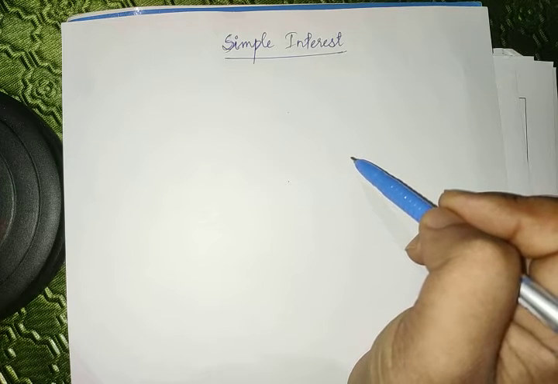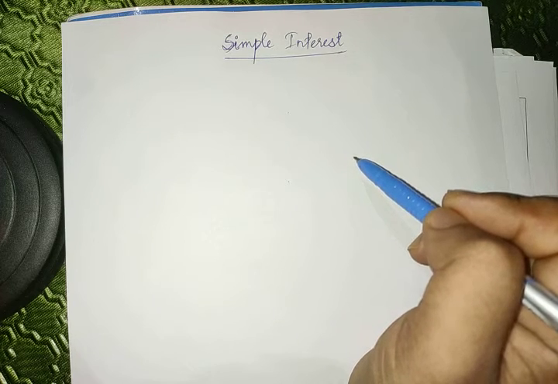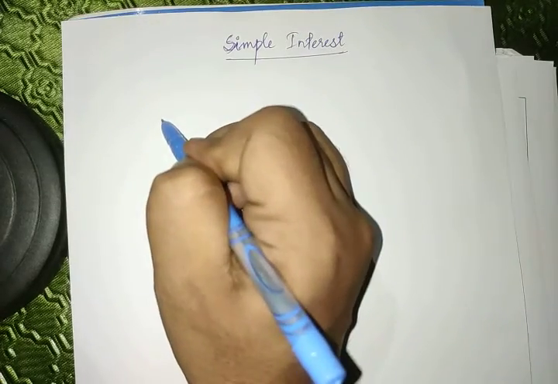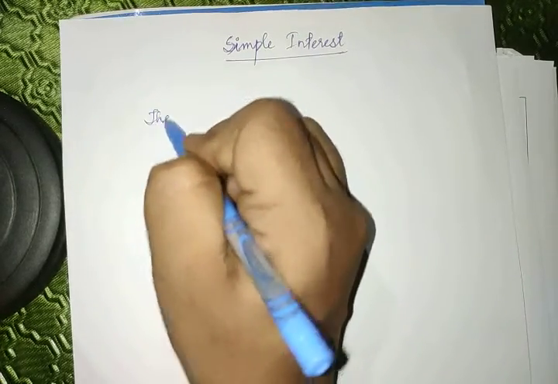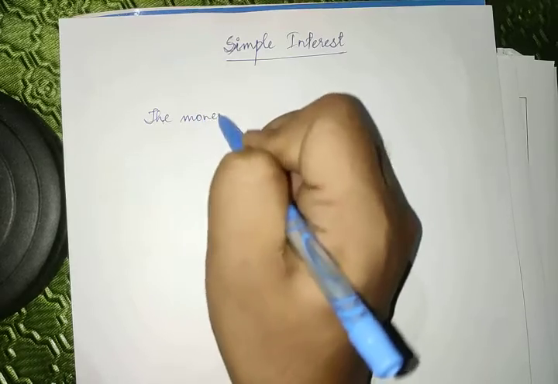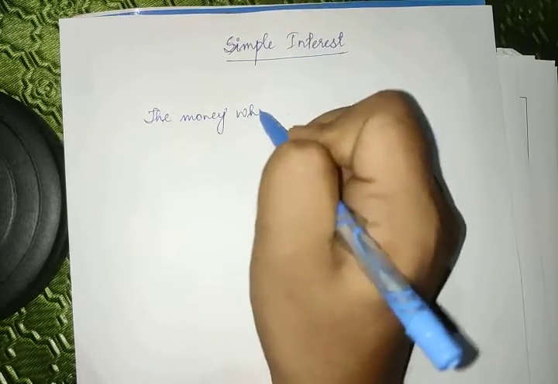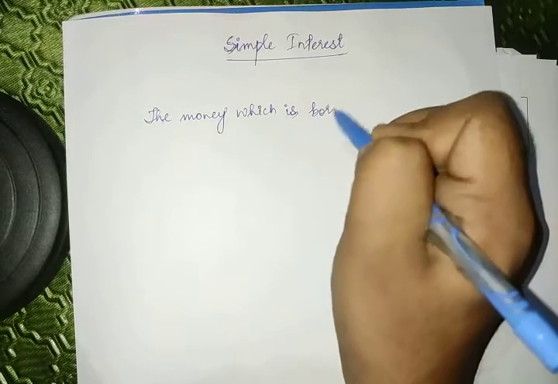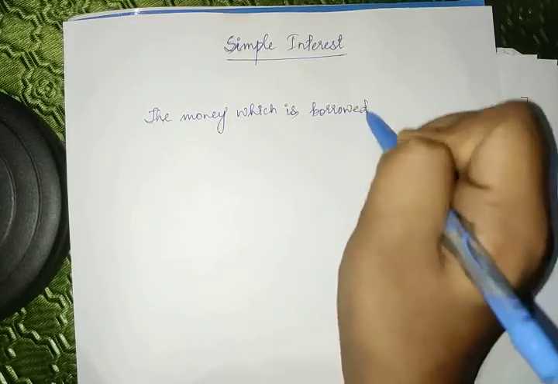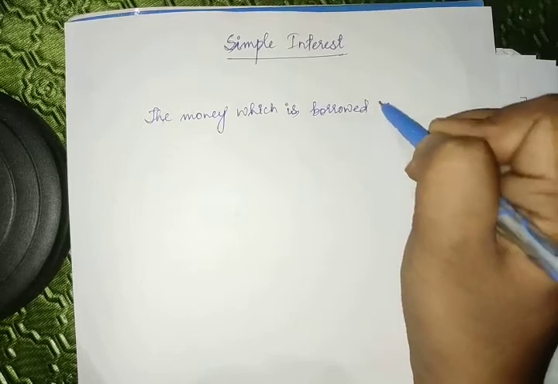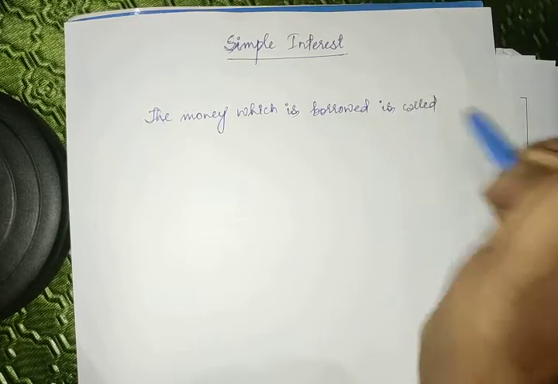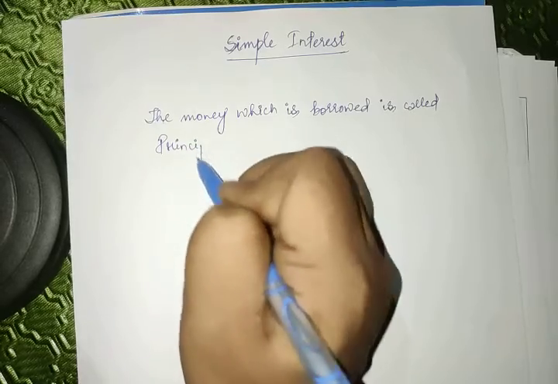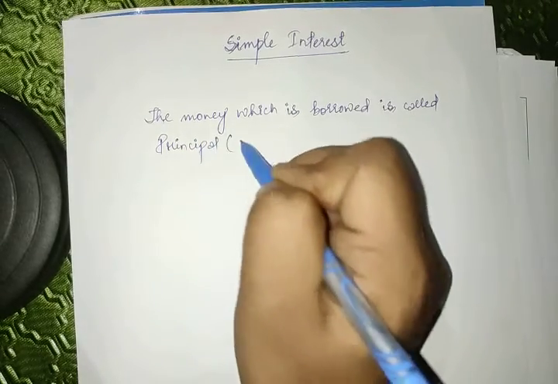So the money which is borrowed originally is called the principal. The money which is borrowed from the bank is called principal, and it is denoted by P.